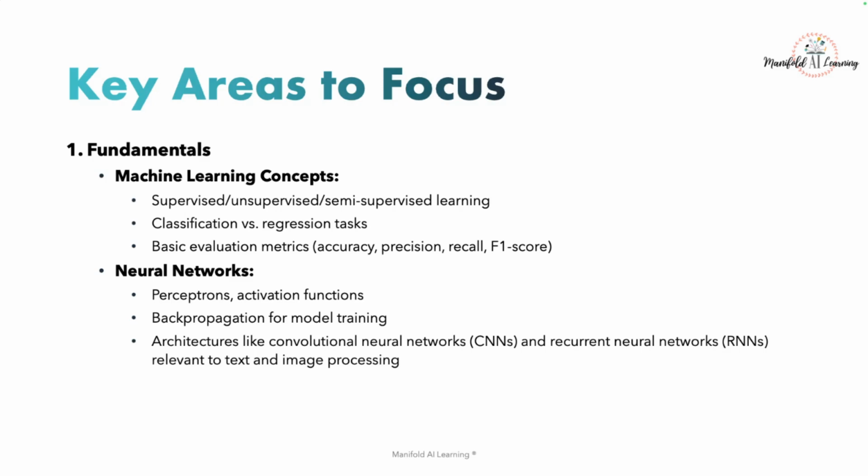Coming to the other topics that I've seen, there is the neural network. I've got two questions related to the neural network: one was about the activation function, and the other was what kind of architecture you prefer for a given use case. So the concept of perceptron, activation function, and backpropagation for model training is an important one, because that is the basis of any neural network training. And you should be aware of the various architectures such as CNN, recurrent neural network, and LSTM, which are relevant for various tasks like text and image processing. These are the key areas to focus on from neural networks.